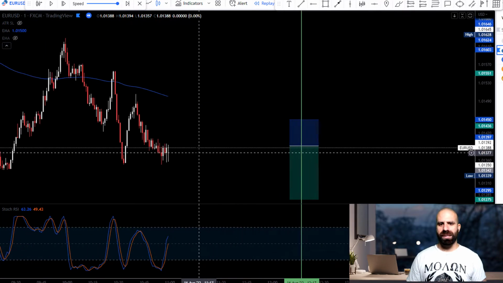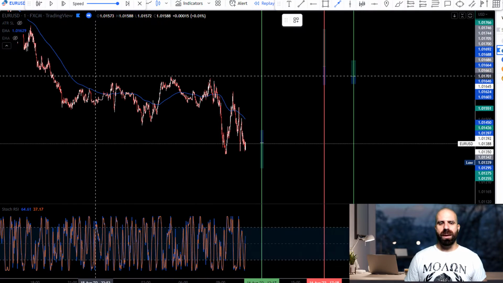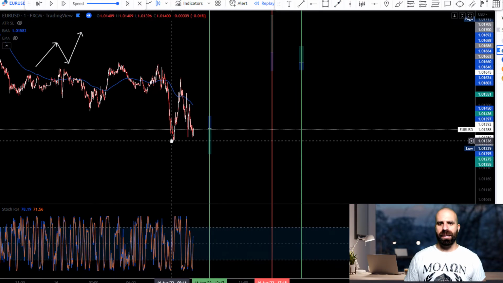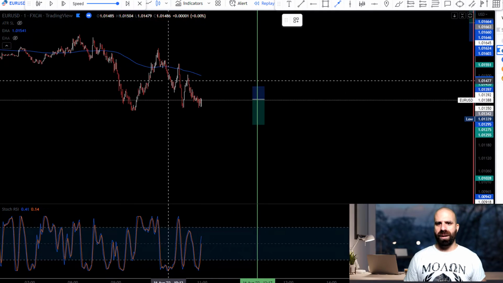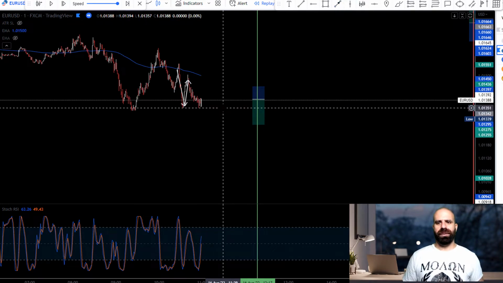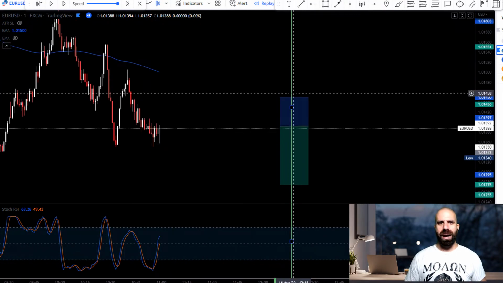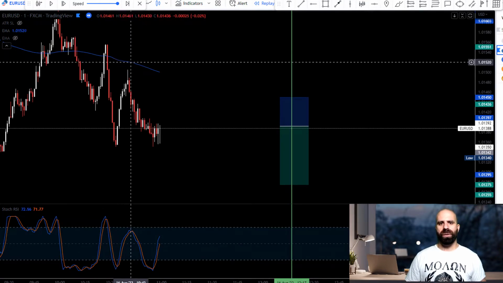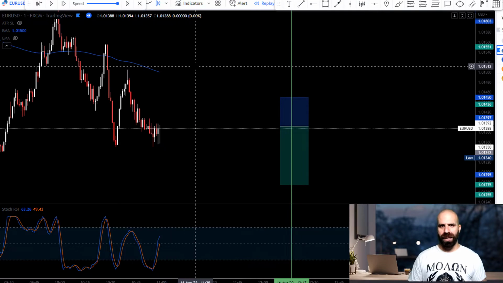What we're going to do with this strategy, first of all: when price is above the 200 EMA, we are only interested in buys. But when price is below the 200 EMA, as it is in this case, we are only interested in sells. Now that we have cleared this out, let's proceed and I will show you how you can utilize this strategy. Since we are below the 200 EMA, as you can see right here, we are interested only in sells.